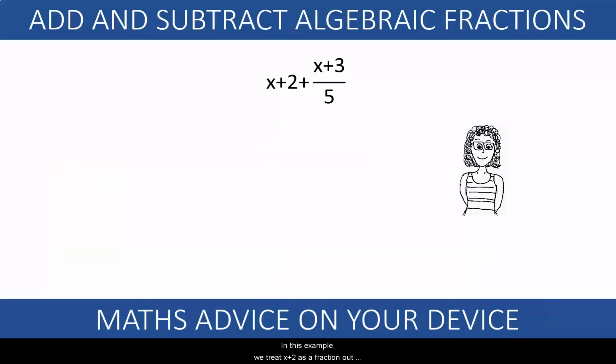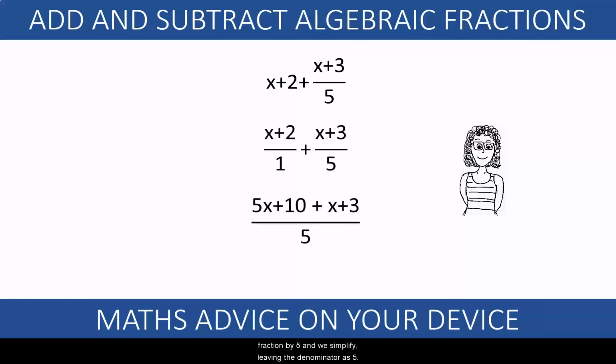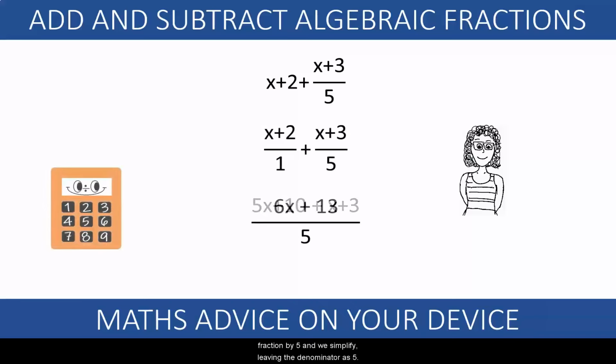In this example, we treat x plus 2 as a fraction out of 1. We multiply only the first fraction by 5, and we simplify, leaving the denominator as 5.